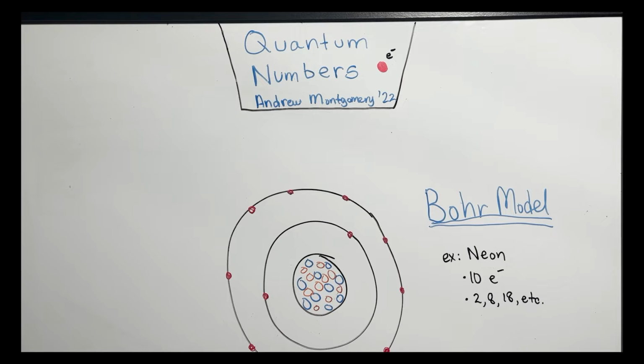So electrons fill the rings from the first ring outward. The first one in a Bohr model only has 2 electrons. The second has 8, which is exactly how neon is, 2 and then 8. And if it was a bigger atom with more electrons, the third would have 18, and so on.